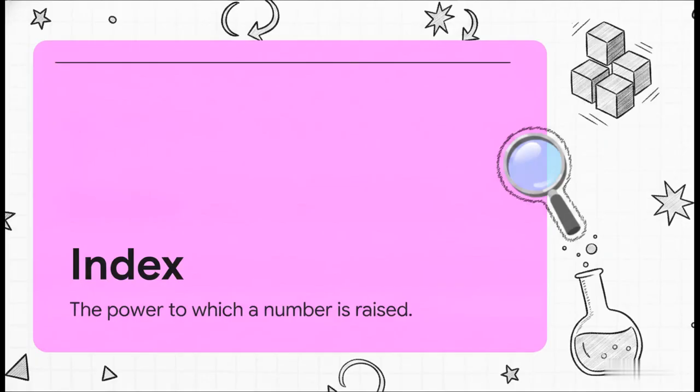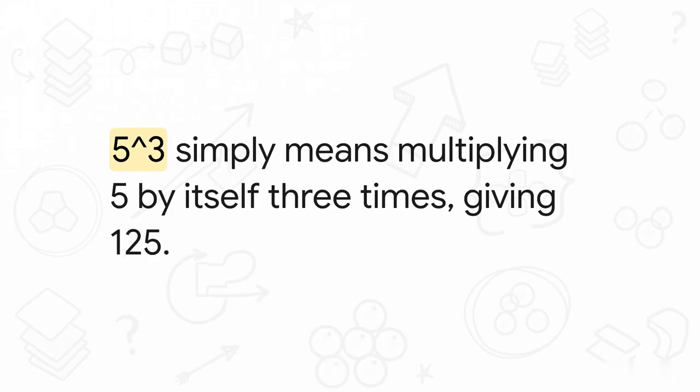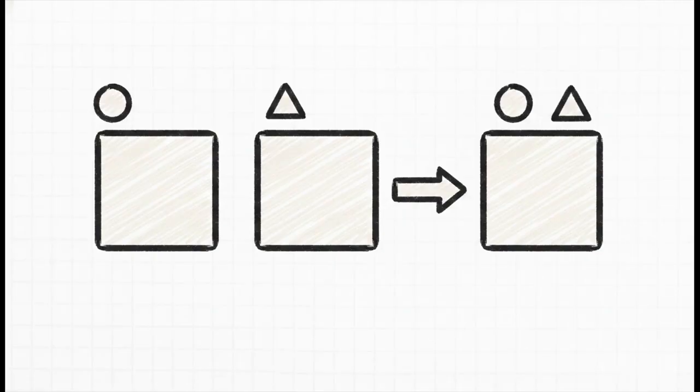First, the basic anatomy. In 5 to the power of 3, 5's the base, 3's the index. The index literally just tells the base to multiply by itself that many times. Boom, 125. That brings us to Law 1.